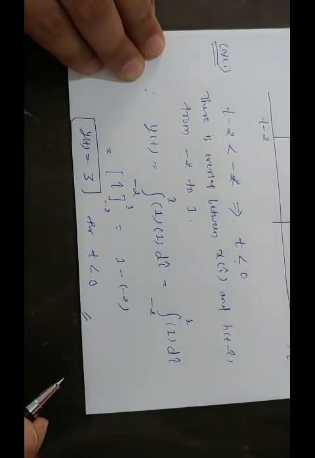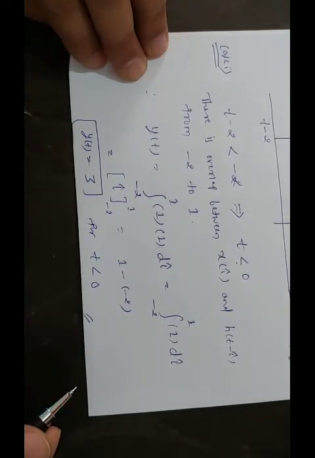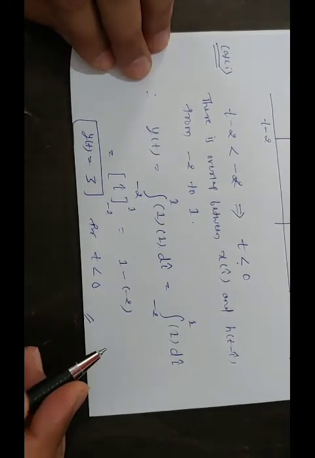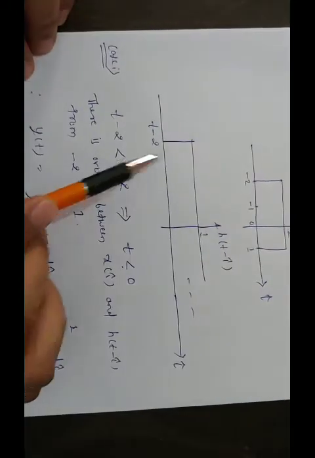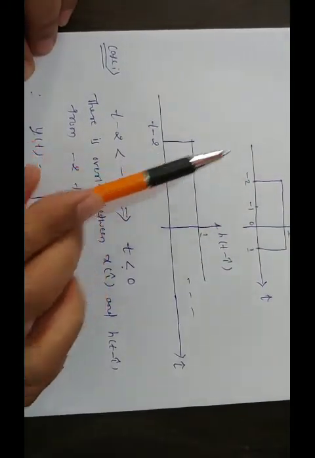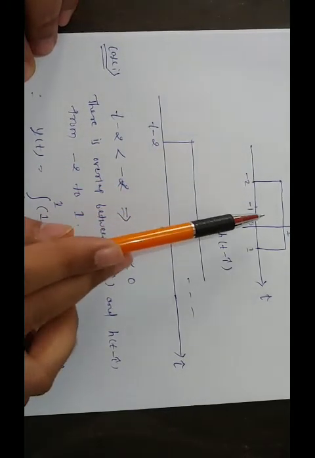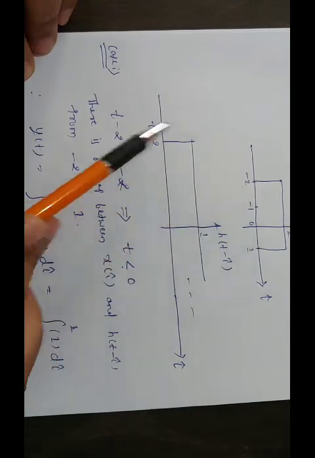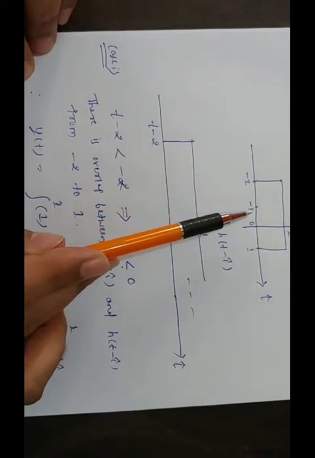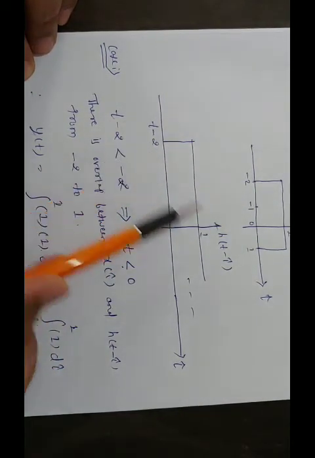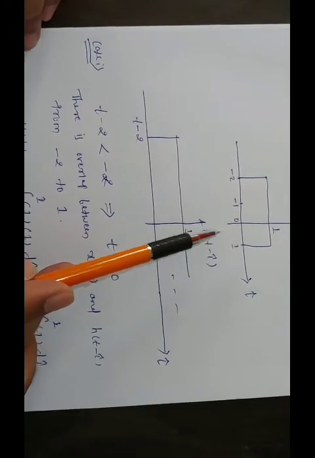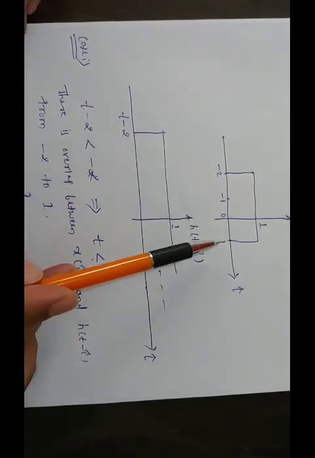Let us look at one more condition. I have placed t minus 2 less than minus 2. Now I will place t minus 2 greater than minus 2, but I have to restrict it so that t minus 2 should be less than 1.